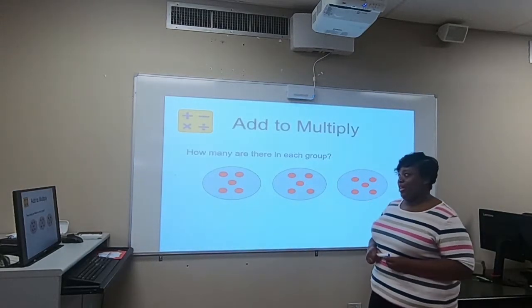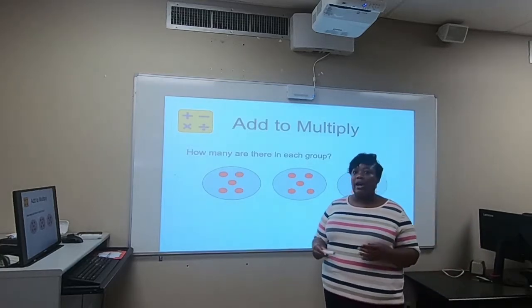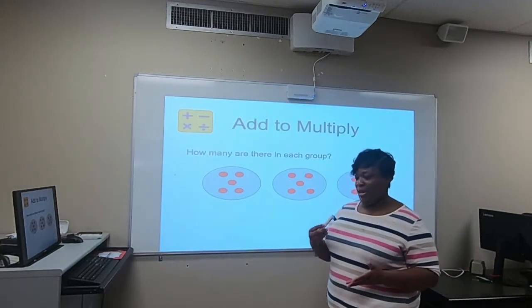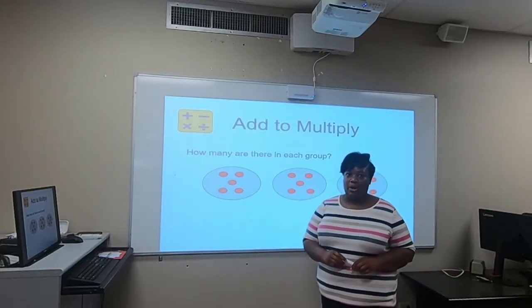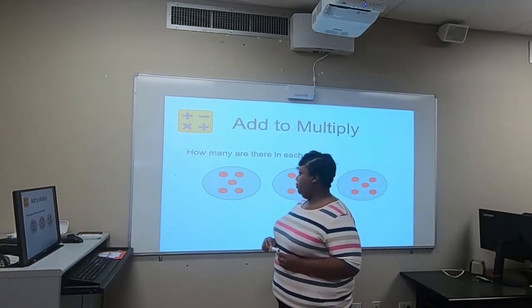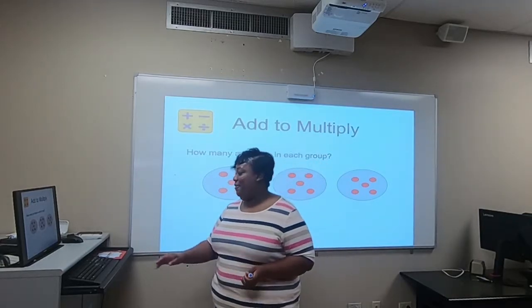How many are there in each group? Remember, that's when we're talking about the size of the group. I want to know how many red circles are in each, not the total. How many are in each group? There are 5. That's correct.